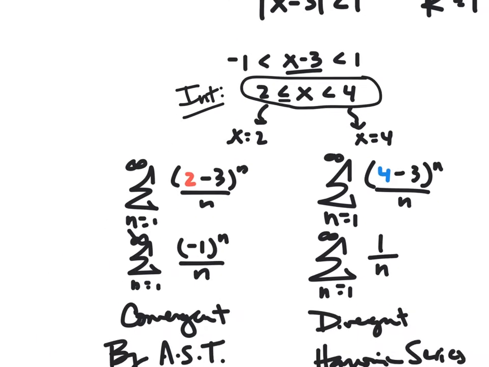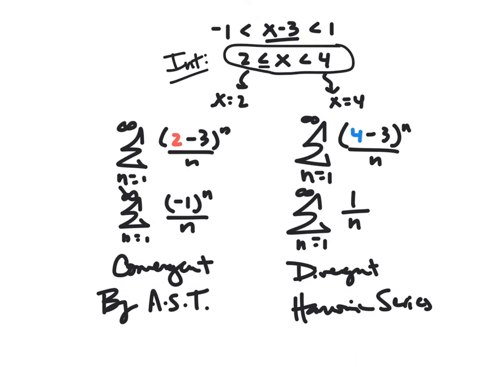So that's how you go ahead and check endpoints. Now, when we check endpoints, you could have to use any one of your tests. You could have to use the integral test. In this case, we just did it by inspection, but you could use the integral test. You could use potentially a ratio test. Any one of the tests we have, the door is open. So let's move on.